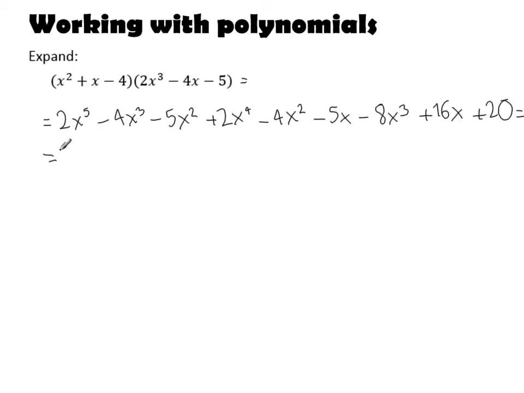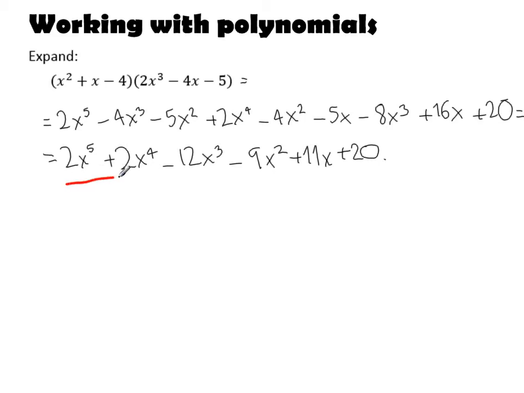Now you're going to be able to group some of these. To the power of 5, there's only one thing. It's only the 2x to the power of 5. To the power of 4, there's only one thing, but to the power of 3, there's 2. And when you add them together, minus 4x cubed minus 8x cubed gives you minus 12. Same thing happens with the x squared. Same thing happens with the x to the power of 1. And the 20 just stays there alone. So that's how you expand a polynomial.